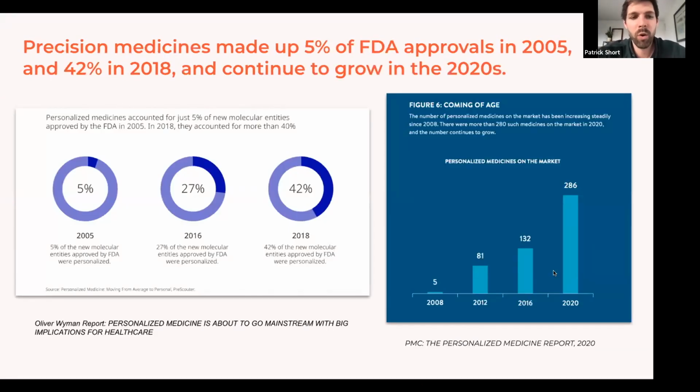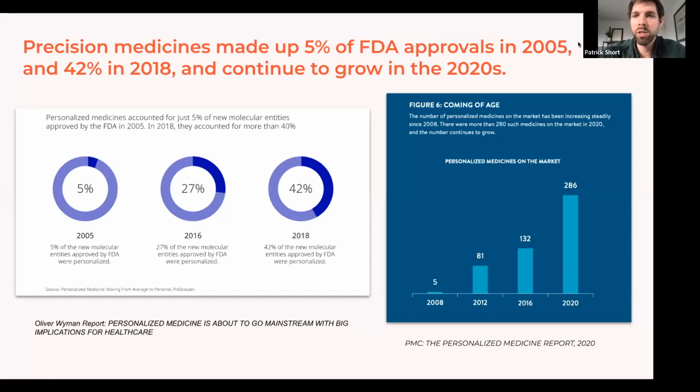So why is this so important right now? If we look in 2005, only 1 out of every 20 medicines that was approved by the FDA had a biomarker and could be considered a personalized medicine. If you fast forward to 2018, it's more than 40%, and today it's likely to be over half that are approved every year that could be considered a precision medicine. You can see on the right in this figure, the number of approvals of personalized medicines continues to grow.